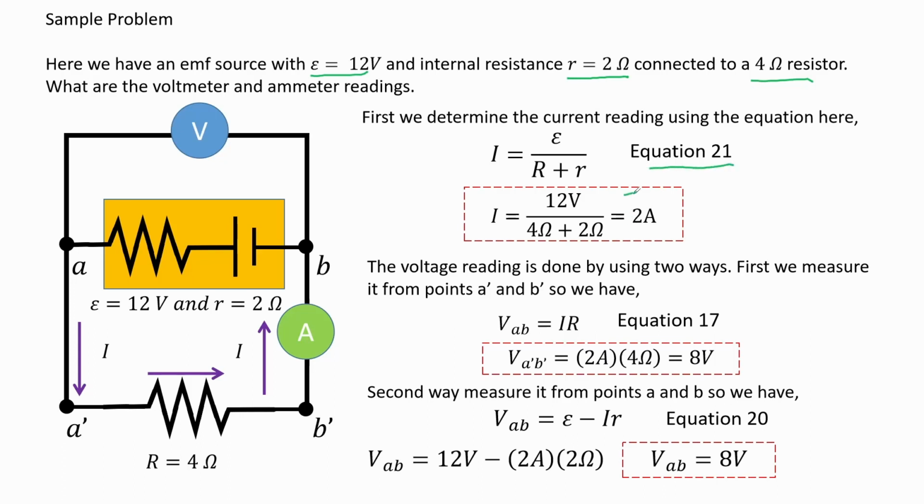We then use this value to solve for the voltage difference, and we can do this in two ways. The first one is determining it at points B and B prime. Using equation 17, we have the value of the voltage equal to 8 volts. The second way of measuring it is by using points A and B. We do this by using equation 20, since we are determining the voltage using the battery. So we have the value of 8 volts also.